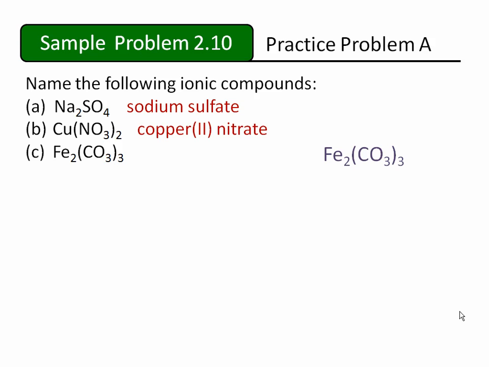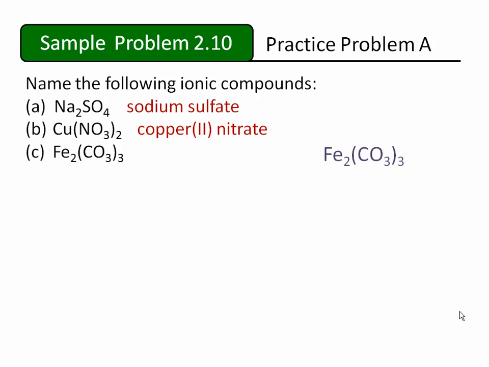Finally, we'll tackle Fe2(CO3)3, Fe2CO3 taken 3 times. The cation in this compound is iron, which is similar to copper in that it can have a variety of charges. So this compound will be handled in the same way that we handled the previous compound.